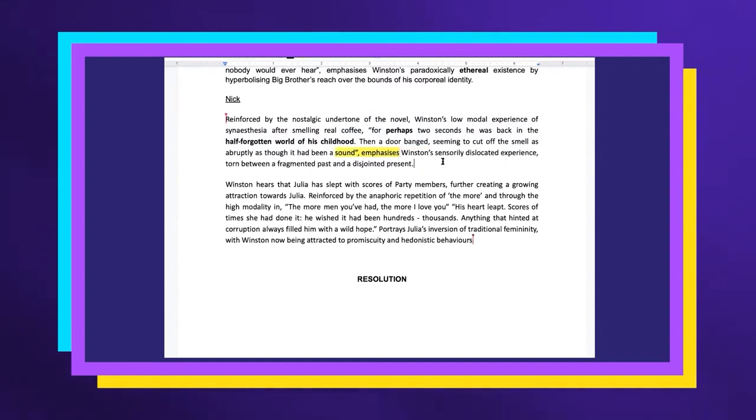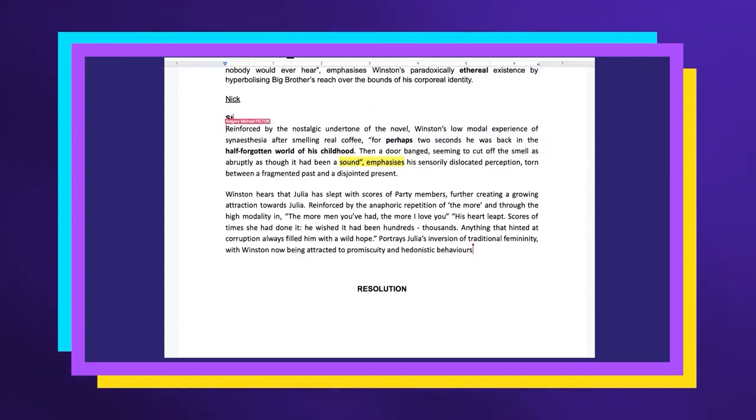Emphasizes his sensorily dislocated perception, or what do we say? Perception. His sensorily dislocated perception, torn between a fragmented past and a disjointed present. Okay, cool. So in the context of struggle, that's him struggling to just know that the general point here is that he is struggling to retain a sense of psychological stability. Do you see that? That's the overall struggle you're exploring there. So just so you know how that pieces together with other things.